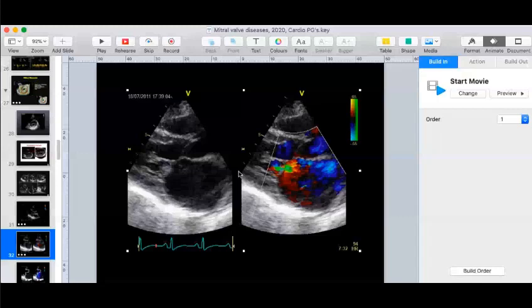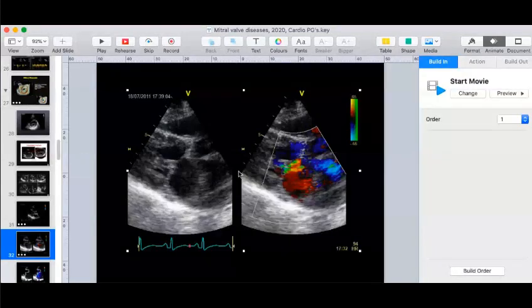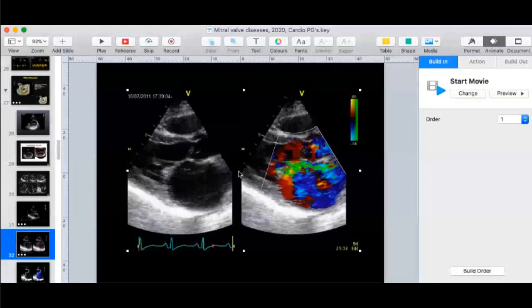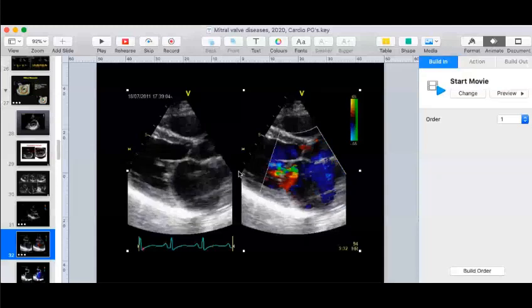So when you see this, where is the pathology here? Rheumatic. PML. It is the PML leaflet. Correct. It is a leaflet-level pathology. It can be rupture, it can be prolapse, it can be flail.